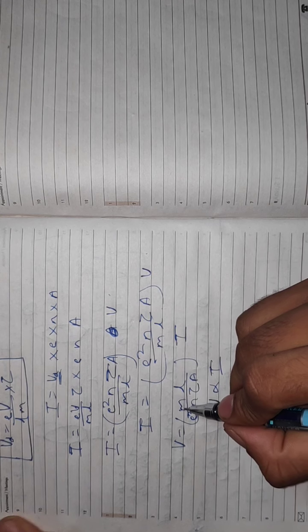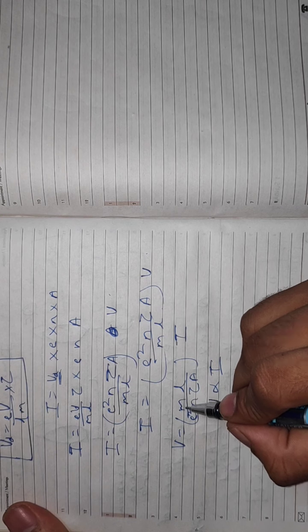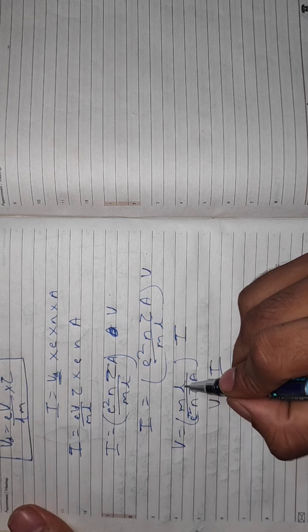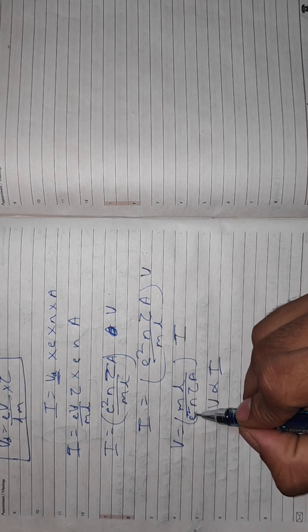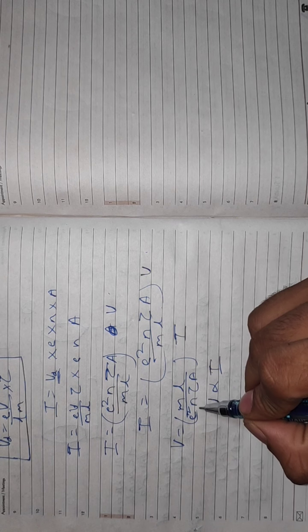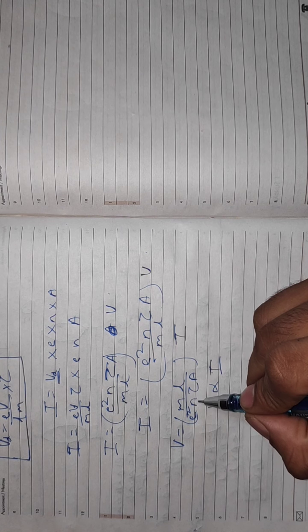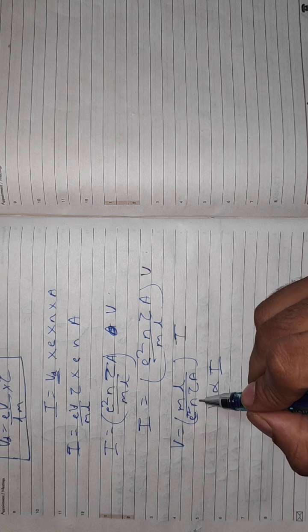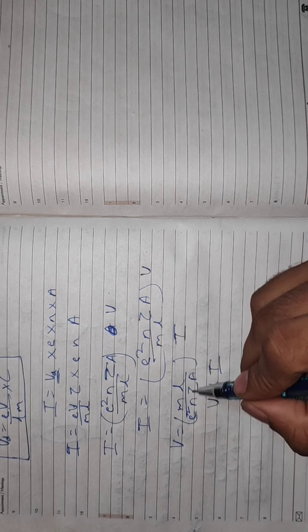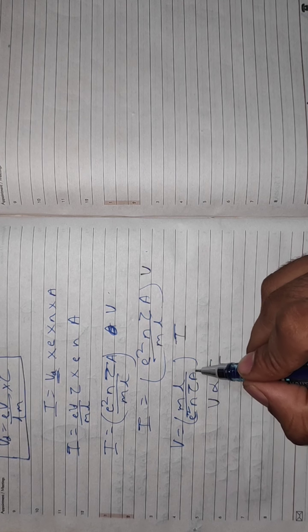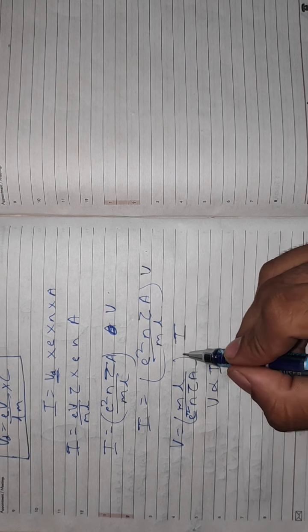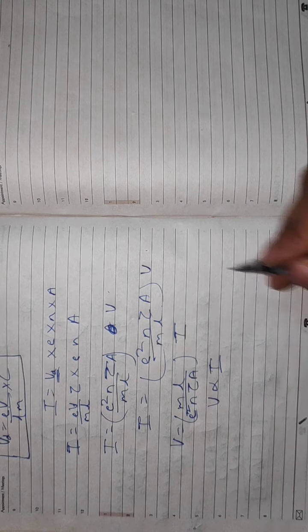M, mass of electron, that is constant. Length of any object, that is also constant. e square, that is charge on electron, that will also remain constant. Number of electrons passing through a unit volume, that will remain constant if the temperature is constant. Time for passing is also constant, and area is also constant. So this whole term becomes constant.